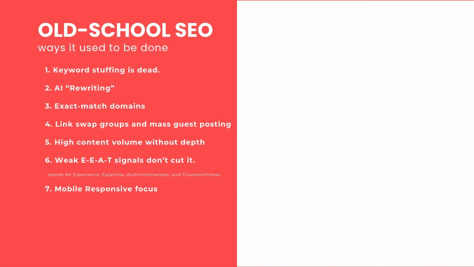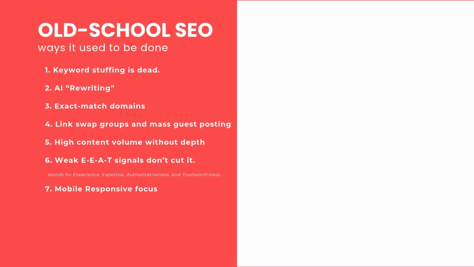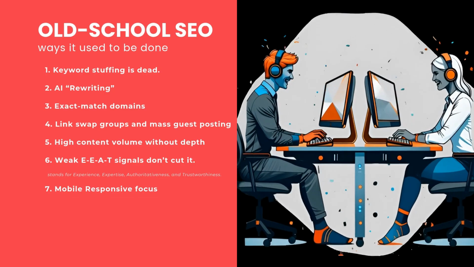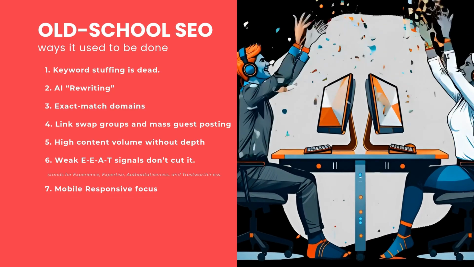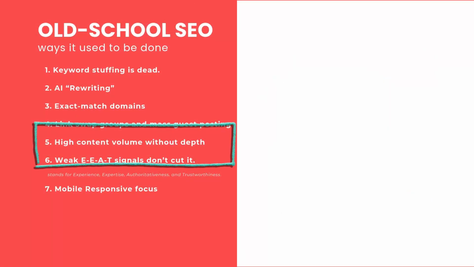Exact match domains, for example, coming up with something like best roofers in Hell, Michigan, is no longer really that helpful. Getting your website featured on a lot of blogs, or doing mass guest posting and link swaps, also usually results in very low quality backlinks and can usually hurt you far more than it's ever going to help you. High content volume without depth: you're just putting a bunch out there, but not actually adding much value.